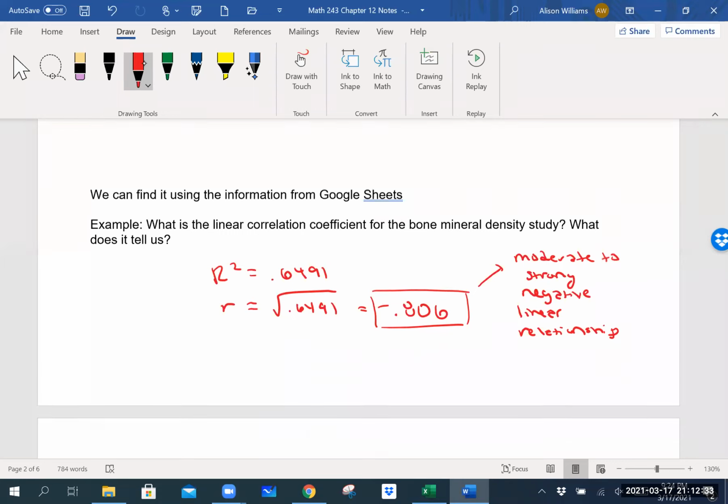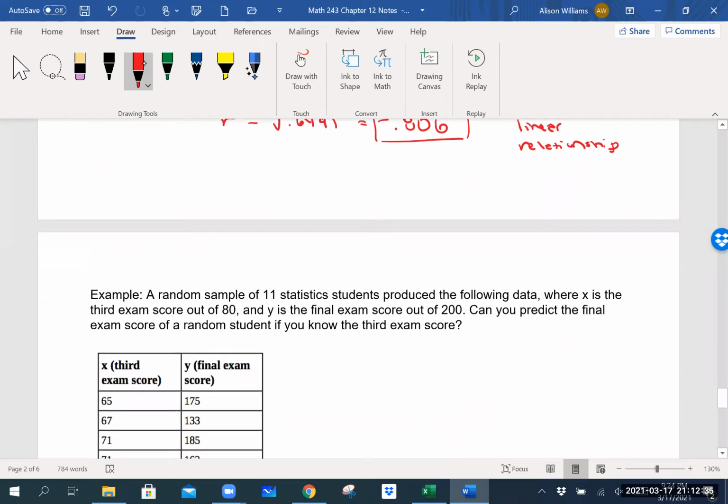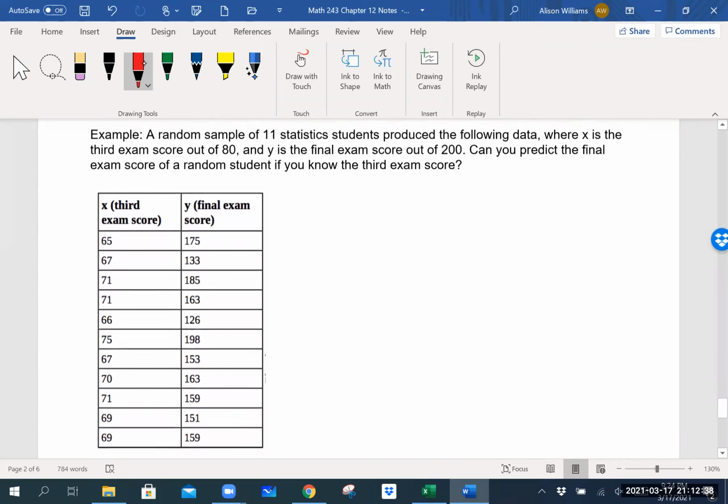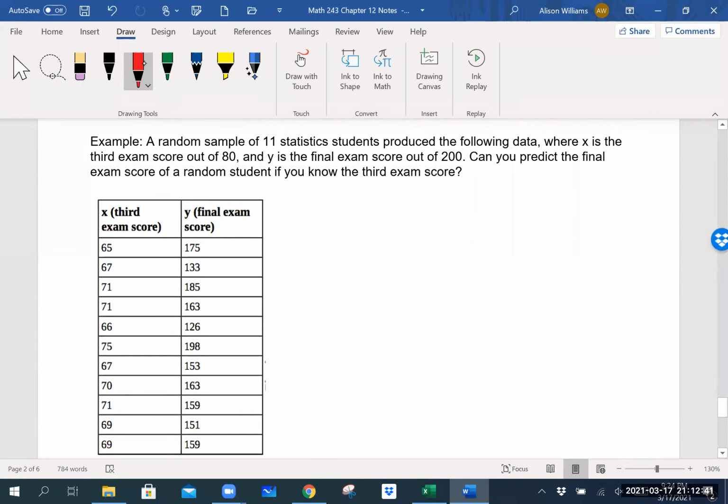All right. Now let me explain what R squared is, but before I do that, I want to go ahead and try another example here. So we're going to look at a random sample of 11 statistics students, and we're going to produce a least squares regression line from that. And we're going to do something called a residual. So let me talk about what that is first. Oh wait, sorry, we're X's and Y's. So can you predict the final exam score if you know the third exam score?